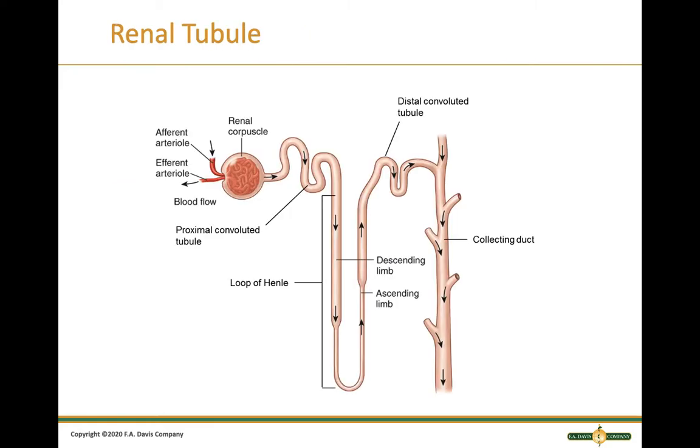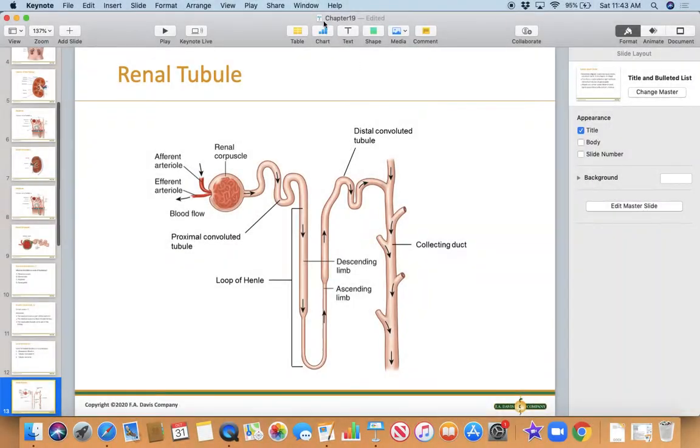So if we look at the flow of filtrate. So once something leaves the blood, it's called filtrate, and it starts in what's called the renal corpuscle, here around the glomerulus. Then it's going to flow through the proximal convoluted tubule right here. Then it's going to go to the loop of Henle, and then it goes to the distal convoluted tubule out here, and then to the collecting duct. So that's the flow of filtrate through the nephron.